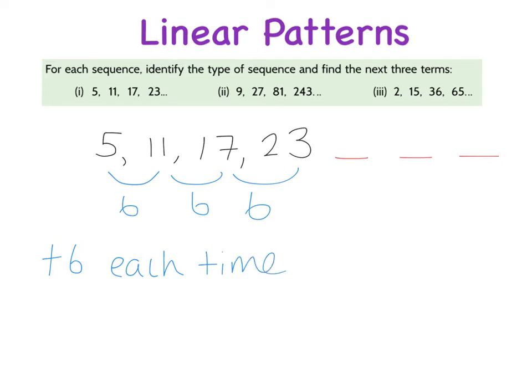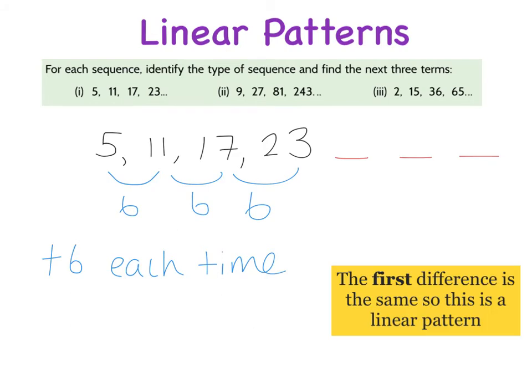And because our first difference is a constant or the same number, we call this a linear pattern. So make sure you take down this little box in your notes. So with this in mind, let's see, can we figure out what are the next three numbers? So we're adding 6 each time. Pause the video now and see, can you figure out what the next three numbers are?